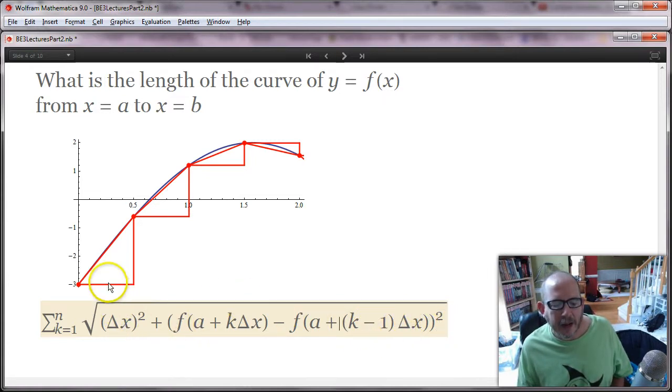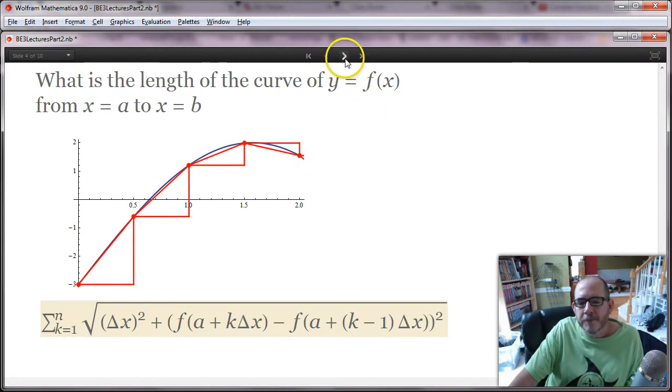And then we take this leg and square it and that leg and square it and add them together, and then take the square root and add up all those lengths, and we should get a nice approximation.